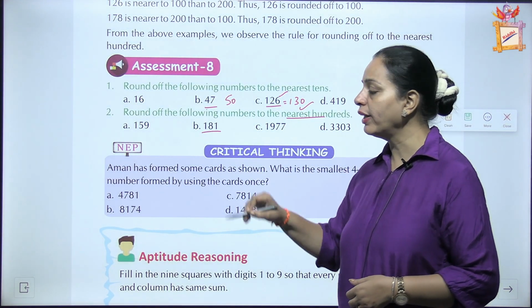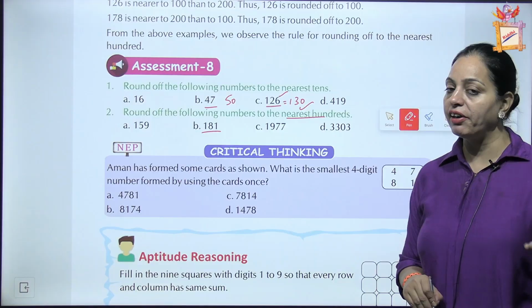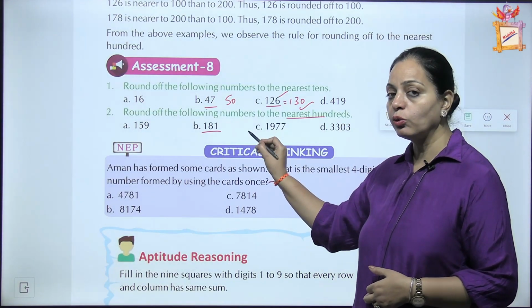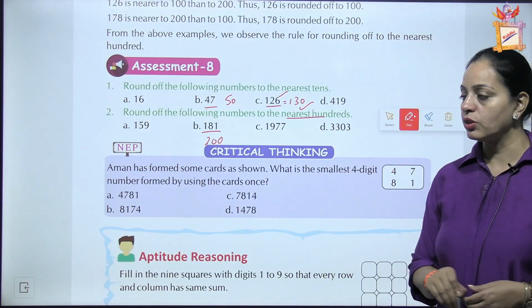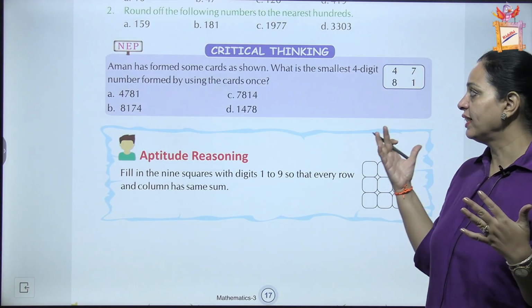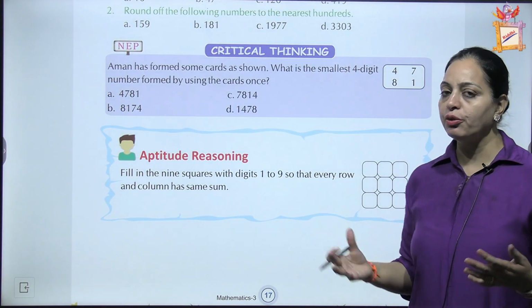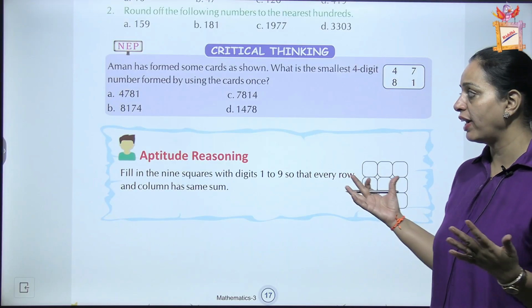Right? So now the second one, round off the following numbers to the nearest hundreds. Like B part 181, it is between 100 and 200, nearer to 200. So answer is 200. So similarly you can try. ऐसे critical thinking based question हैं, aptitude reasoning हैं. So I hope you can try these ones.